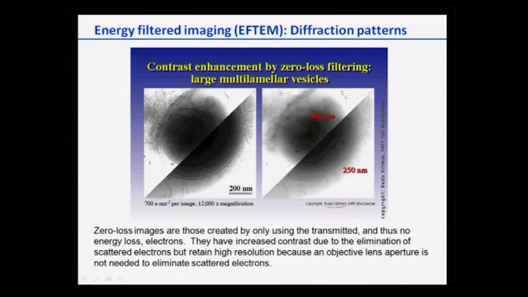This is taken from Rudolf Gitman from the Max Planck Institute of Biochemistry, and as you see here, this is zero loss contrast enhancement by zero loss filtering. This is the original image, and this is after the filtering. So you can see there is a huge change in the contrast. I do not know whether it can be seen on the screen, but at least from the image I can see a lot of other features have vanished, and you can see even the corresponding diffraction pattern quality has improved. So you can always claim that using EFTEM we can create better images and diffraction patterns.